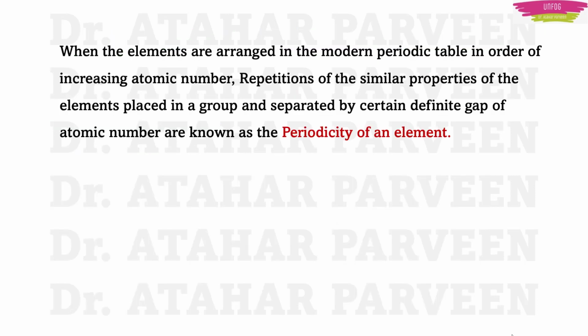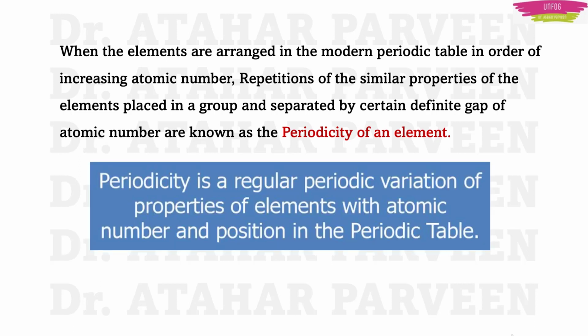When the elements are arranged in the modern periodic table in order of increasing atomic number, there are repetitions of similar properties of elements, right? These elements are placed in a group and they are separated by a certain definite gap of atomic number. Now, this is known as periodicity of an element. So, periodicity is nothing but a regular periodic variation of properties of elements with atomic number and position in the periodic table.